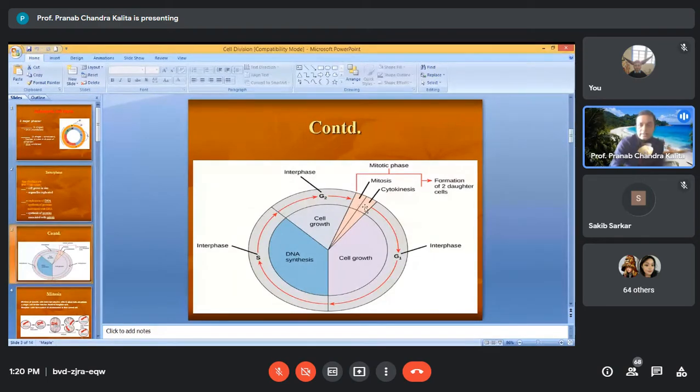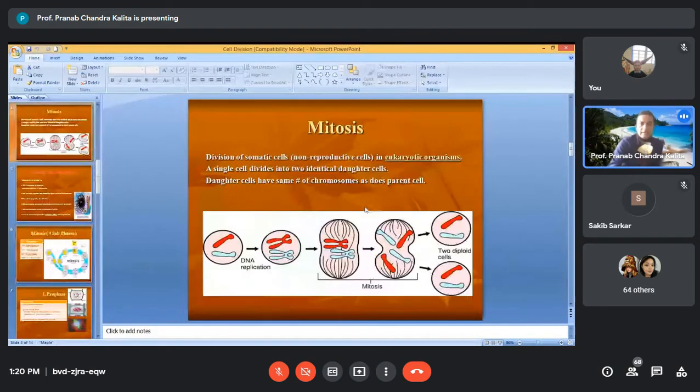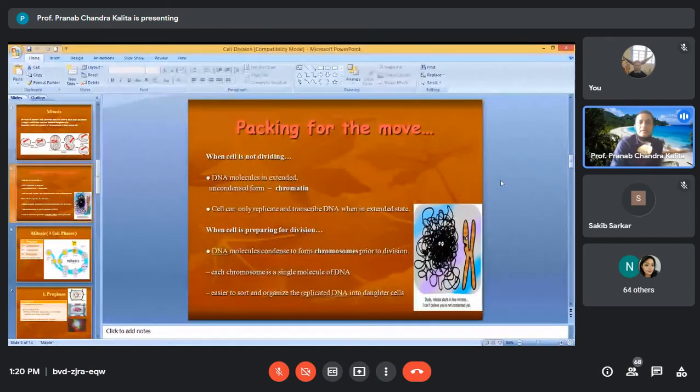Now let us come to the second phase, that is mitosis. What is mitosis? It is the division of somatic cells, that is, non-reproductive cells in eukaryotic organisms. A single cell is divided into two identical daughter cells. Daughter cells have the same number of chromosomes as the parent cell. Now, what are the stages of mitosis?